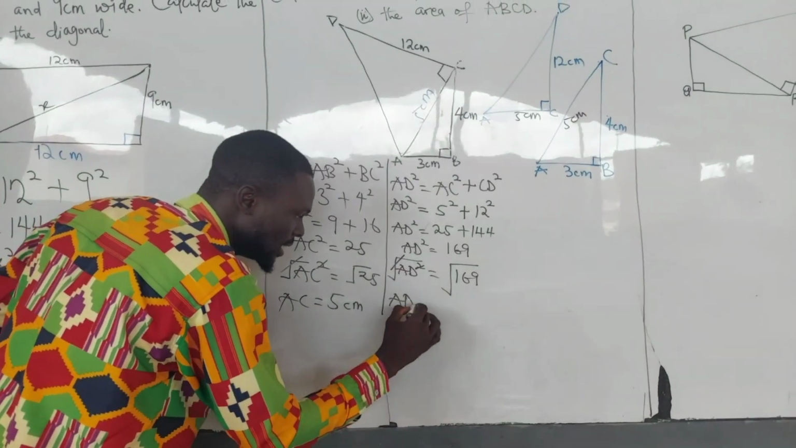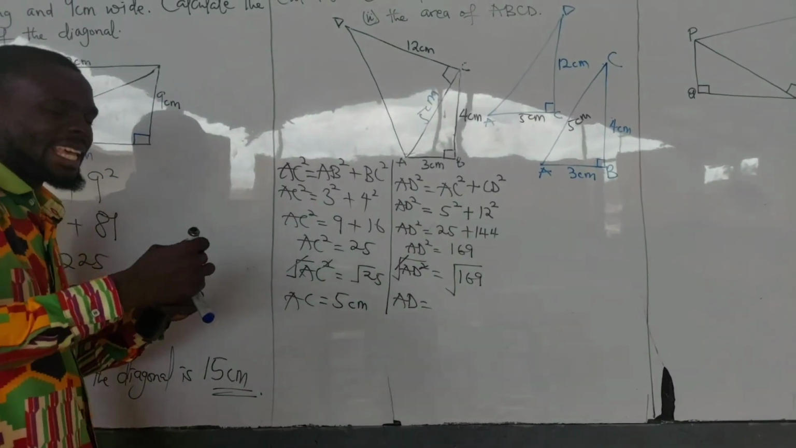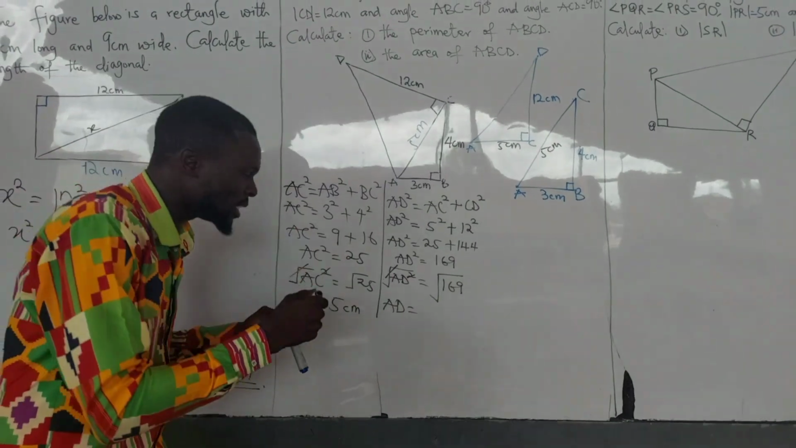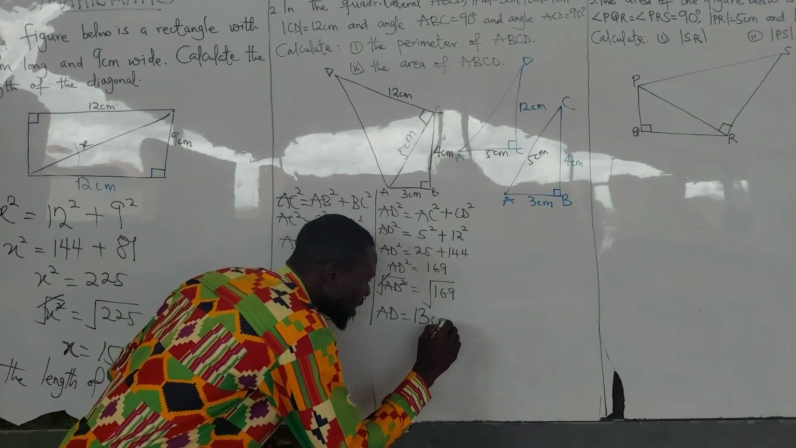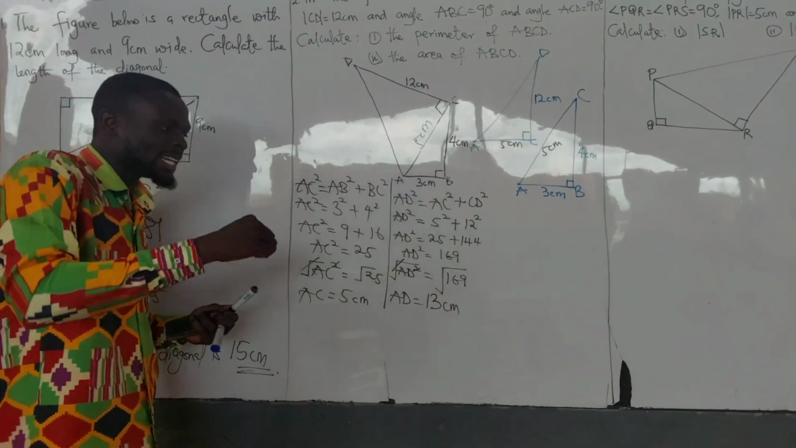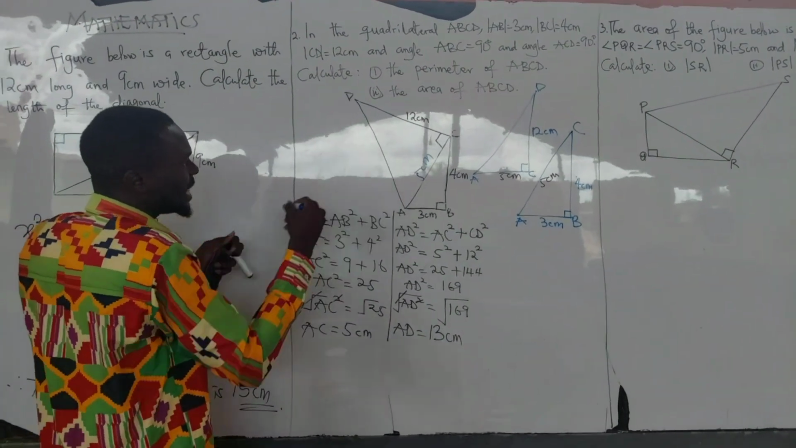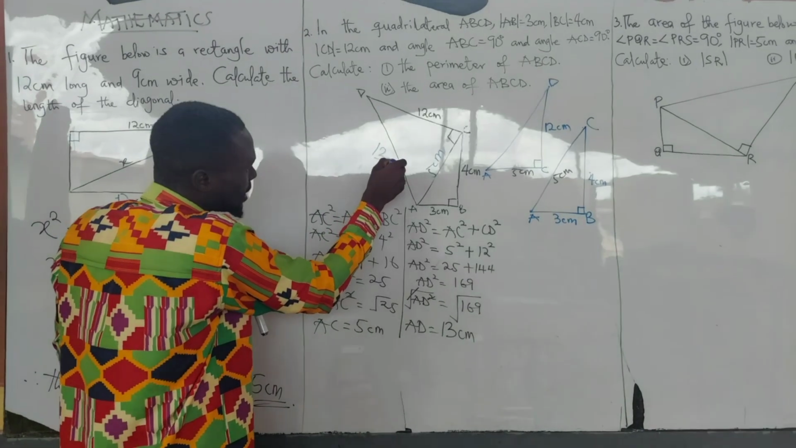Now we have AD. What number times itself will give you the number in the square root? That's what we want. And you will notice that 13 times itself will give you 169. So the length here that you want is 13 centimeters.